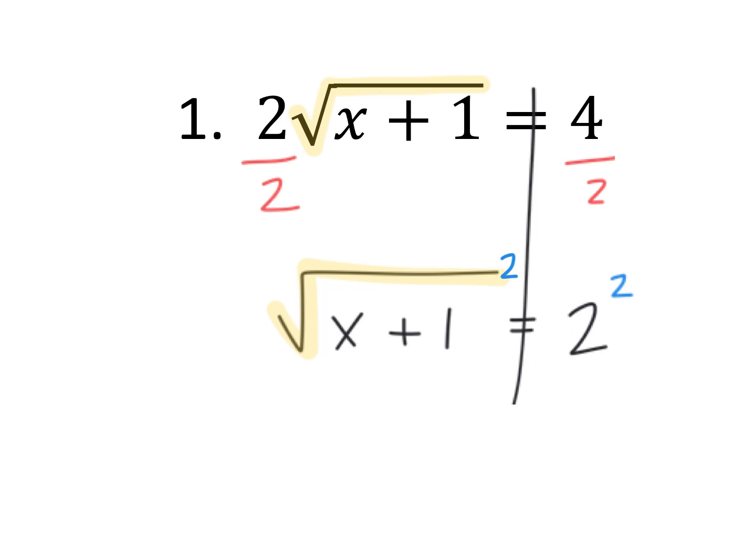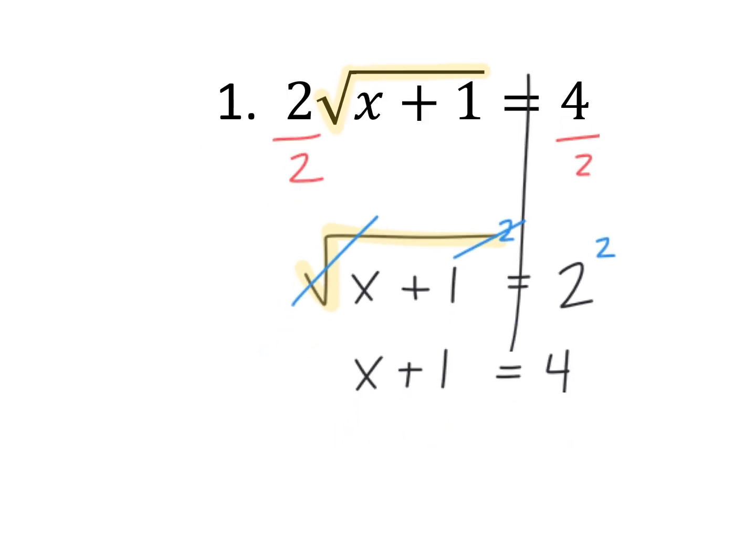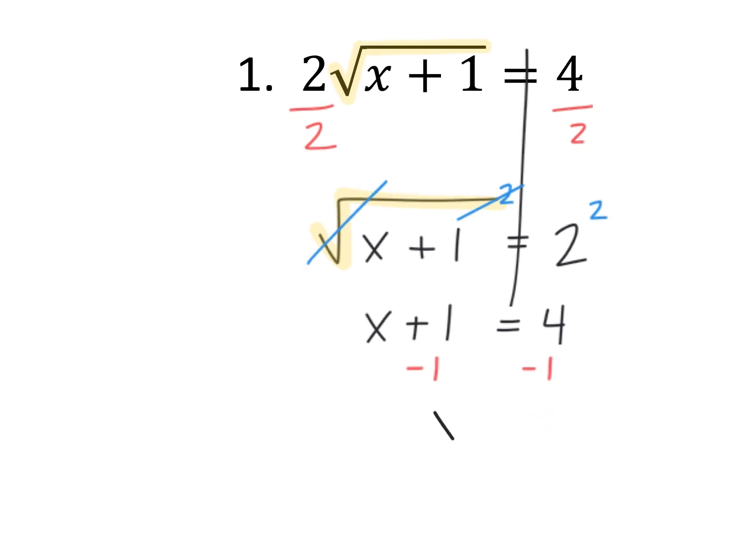What happens to square roots and squares? Do you know? They cancel because they're inverses. And so that will leave you with the easy part. X plus 1 equals 2 squared, which is 4. Subtract 1, and what's your answer? 3. Yes, that's it. That's all we're doing today. We'll check our answer when we get back from lunch.